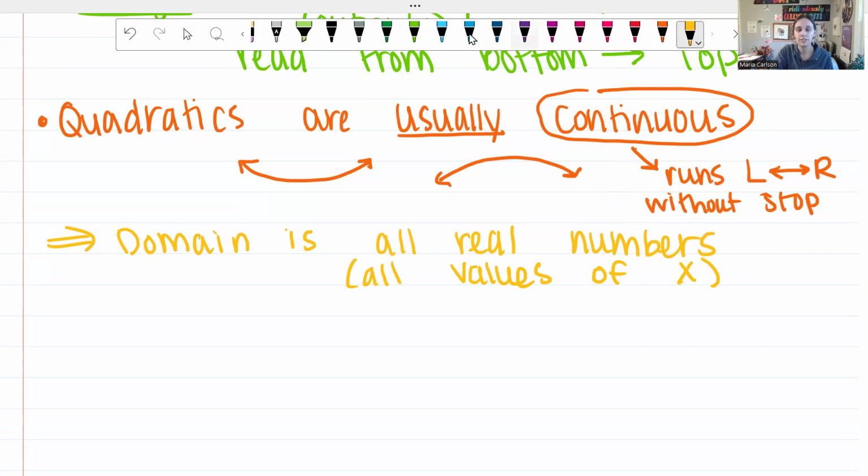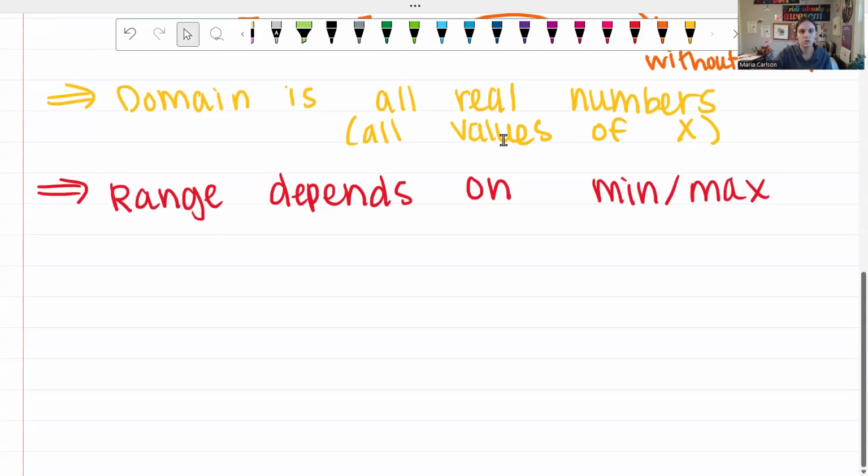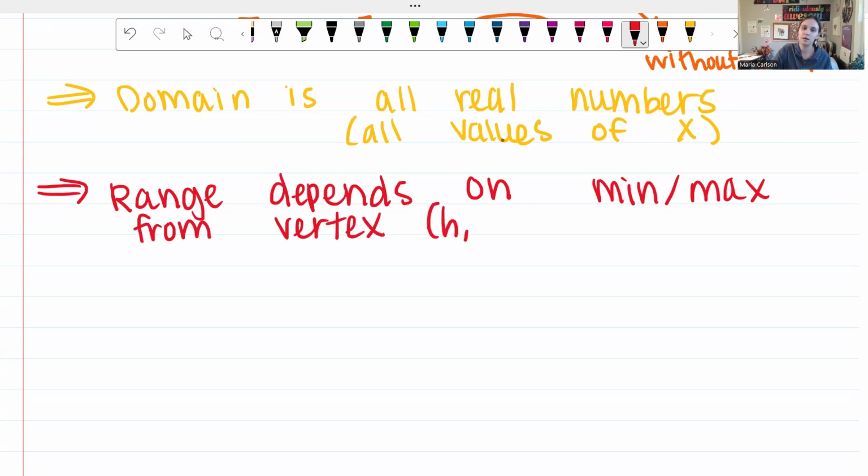Now, the range, I'll go to red. The range depends on the minimum or the maximum value of your graph. So this really, again, that's your vertex. So it depends on the minimum or the maximum from the vertex, which is always that point (h, k) if you're looking at it in vertex form.